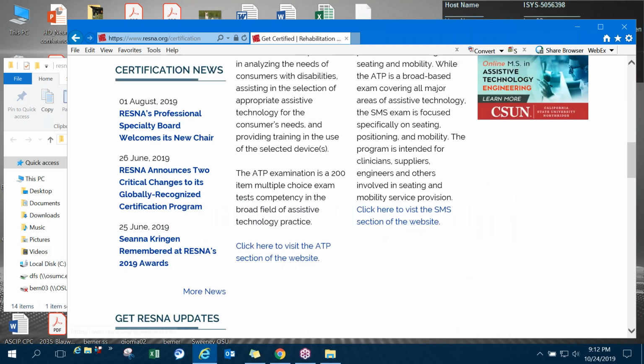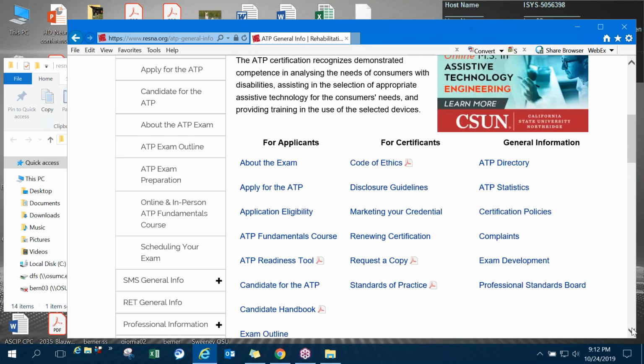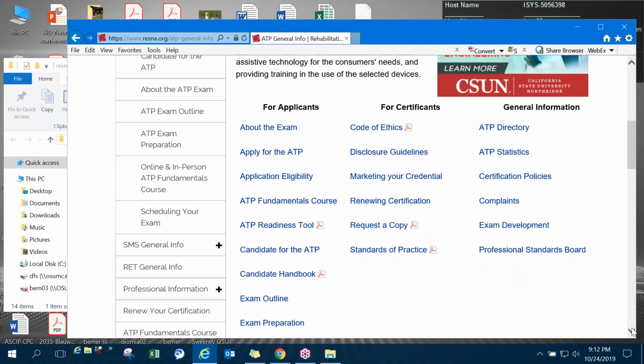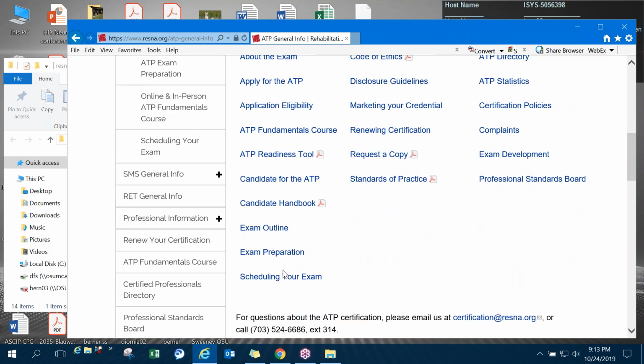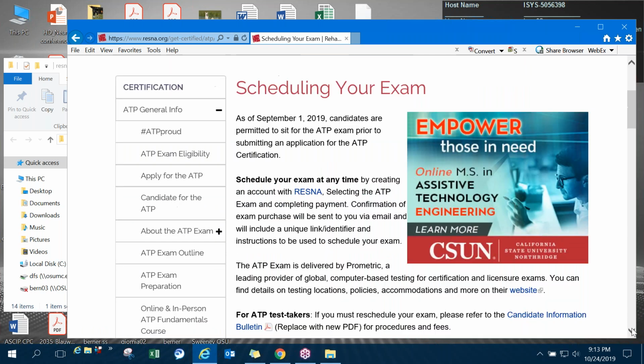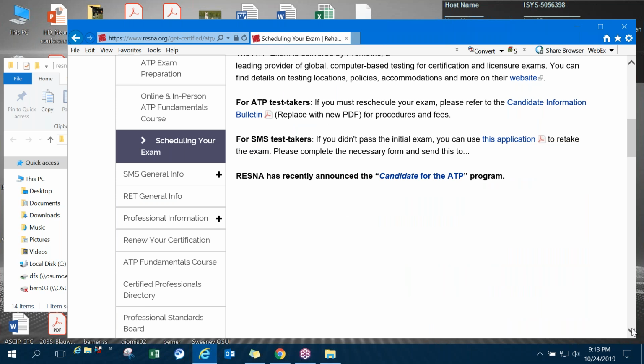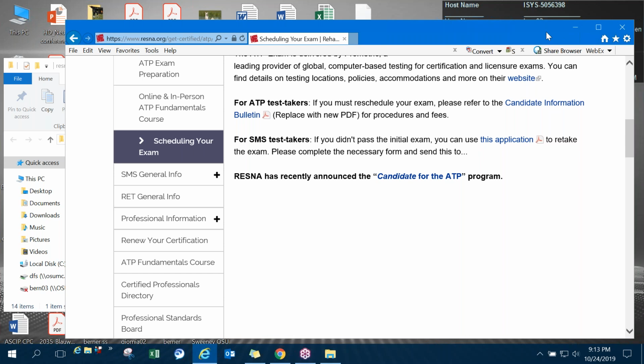So there's a whole ATP section of the website. About the exam, apply for the exam, eligibility, readiness tool, candidate exam outline, exam prep, scheduling it. There's a whole section. Why don't you take a look at that and then reach out to Charlie. If you do between now and Tuesday find out that there's a timeline, reach back out to us because I have not heard that. Heather, have you? I have not. No.